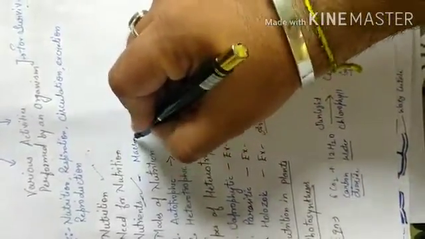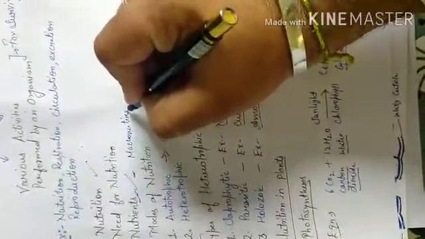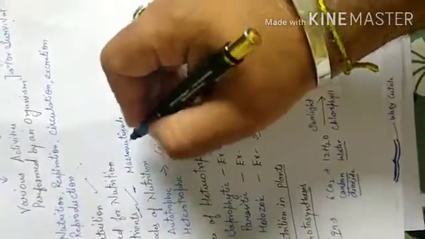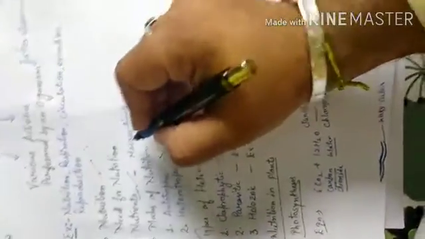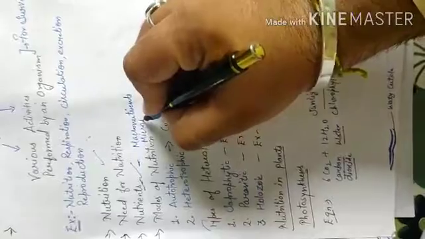We name them macronutrients, which are required in major amounts, while the others, like minerals and vitamins, that are required in small amounts, we name micronutrients.